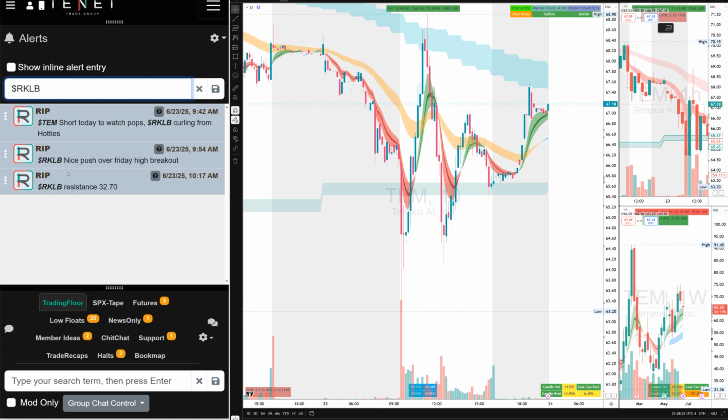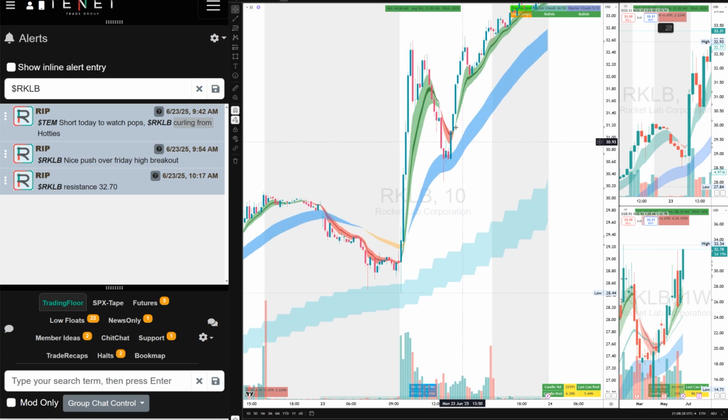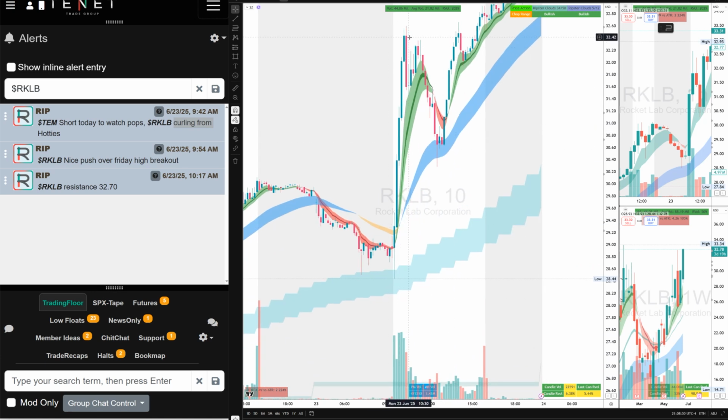Let's look at Rocket Lab. Rocket Lab was the same thing, curl here. And Rocket Lab ran from this curl, 512 curls, all the way to $32, right? You see that it's all repeatable setups. All right, so let's look at a few more setups here that we traded in the community.